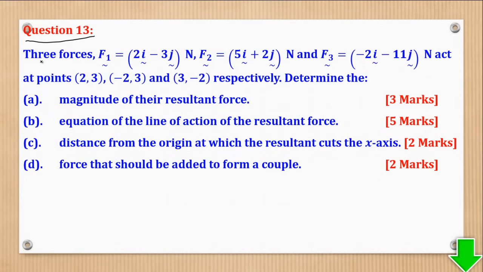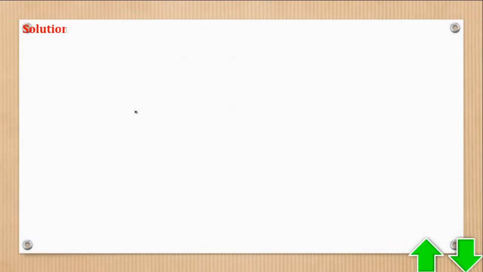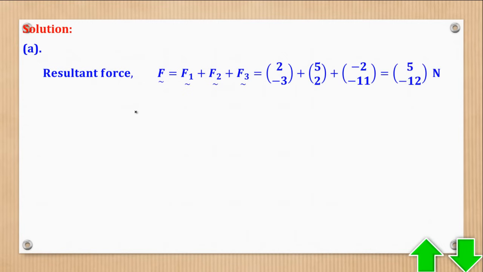Question 13 is under mechanics and the part of statics, particularly moments and couples. It says three forces, this, this, and that, act at points, these ones, respectively. Determine the magnitude of their resultant. So for the magnitude of the resultant, you first add to get the resultant in vector form. Then from there you can use Pythagoras theorem to get the magnitude. They only wanted the magnitude.